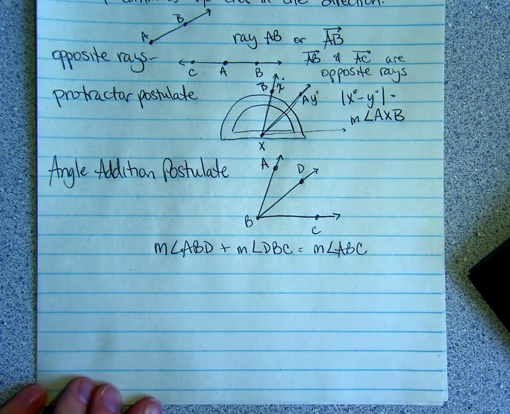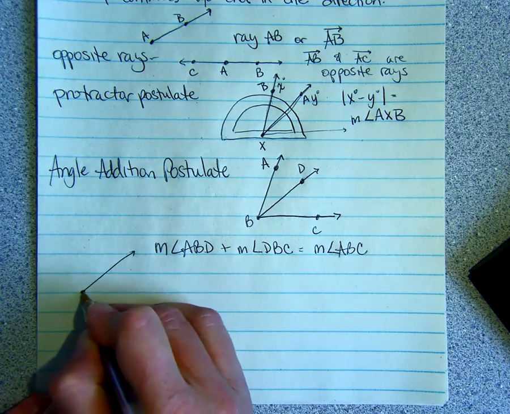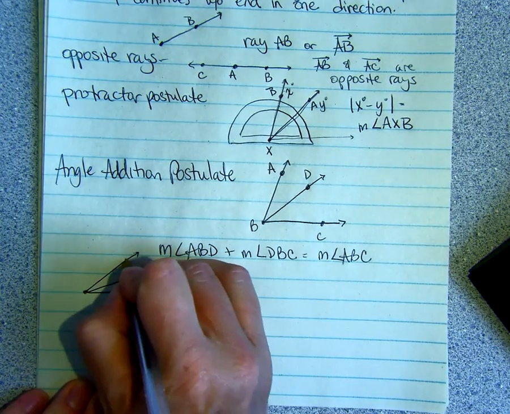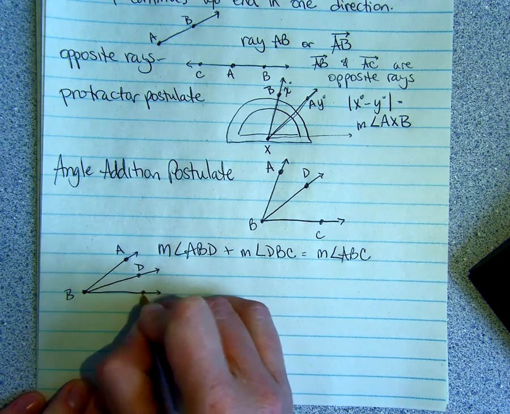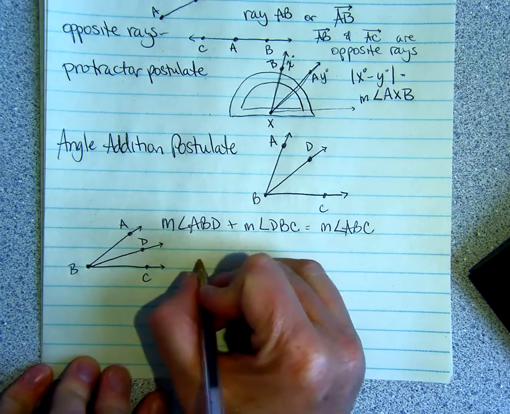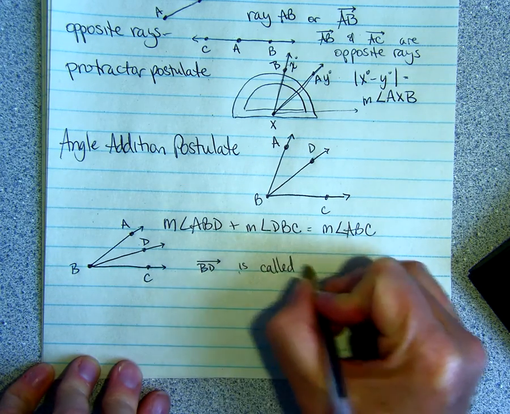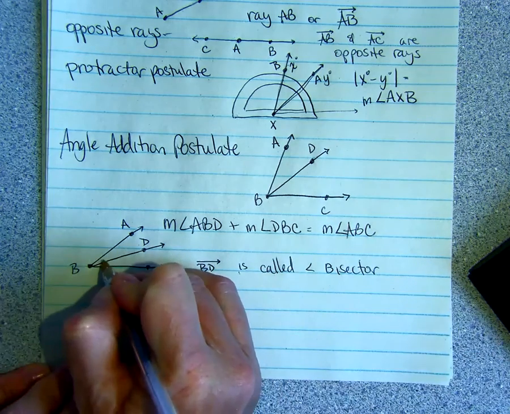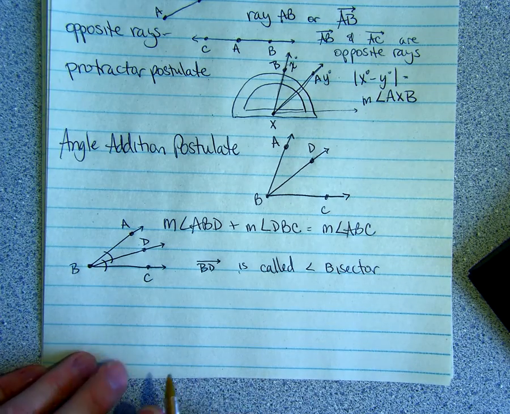If you have an angle that is divided exactly in half, here's an angle, and this ray divides it right in half. So we're going to call this A, B, D, C. ABC is an angle. Ray BD is called an angle bisector. Now we have to show that these two are equal, so we'll put a little angle mark there and one there. That just means they're the same.